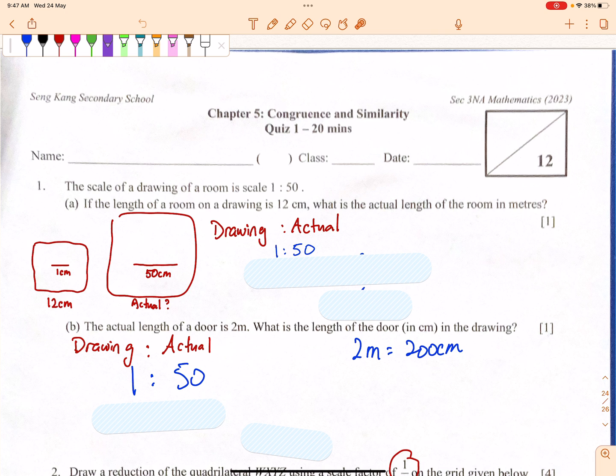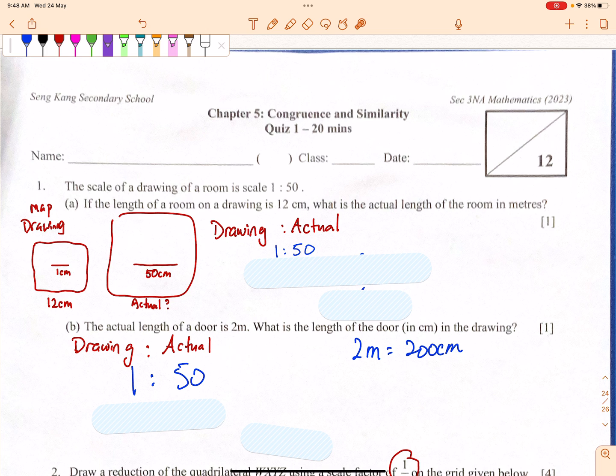It says that the scale of a drawing is 1:50. So what does it mean? So say for example you have a drawing. So this is the drawing, and in the drawing 1 cm on this drawing, you can imagine this as a map. So 1 cm on this drawing actually represents 50 cm on the actual. So you can imagine that.